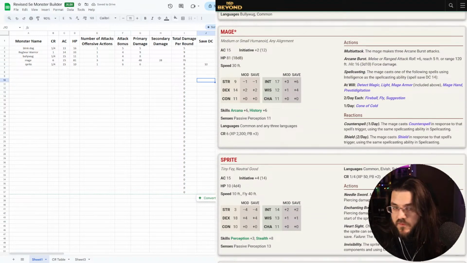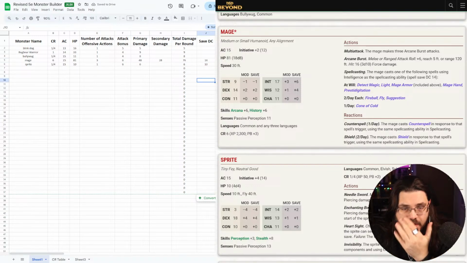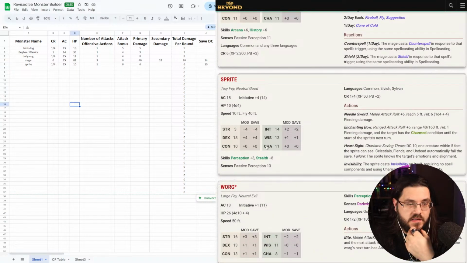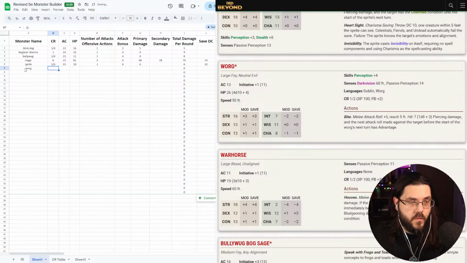What's the DC for the mage? 14. And invisibility. Invisibility is not going to change the CR, I don't think. Warg is the next one, which is 1/2 CR.